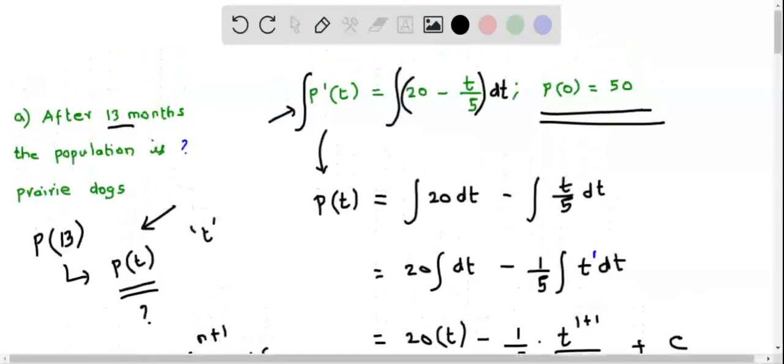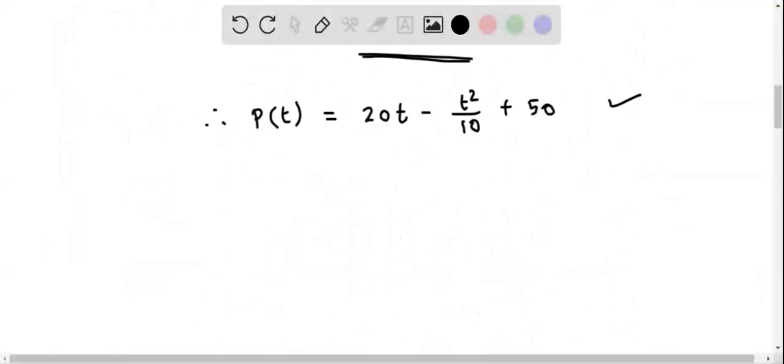Now we can easily answer this question, that is we have to determine the population after 13 months, which means we just have to plug in t equal to 13 into this equation to determine the population. So therefore this becomes p of 13, which represents the population of the prairie dogs after 13 months. So we replace all these t's with 13.